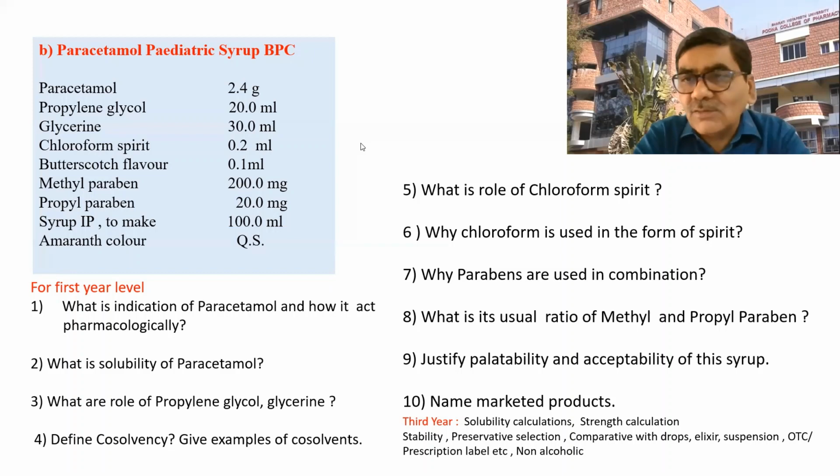If we use chloroform directly, what will happen? Why are parabens used in combination? Methyl paraben, propyl paraben, as we studied in syrup, are usually used as preservatives. These are antimicrobial agents. Why are these used in combination? In second year microbiology you will study in depth, but at least find the reason: the answer is synergistic effect.